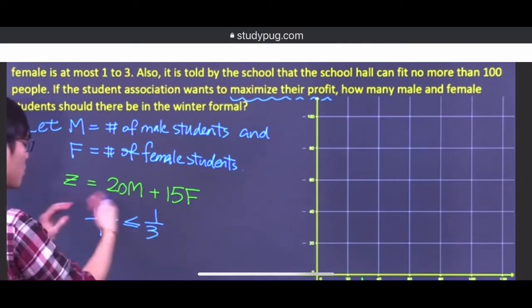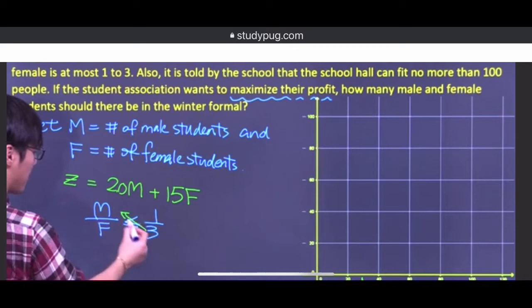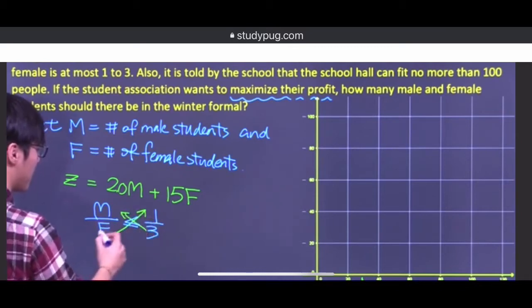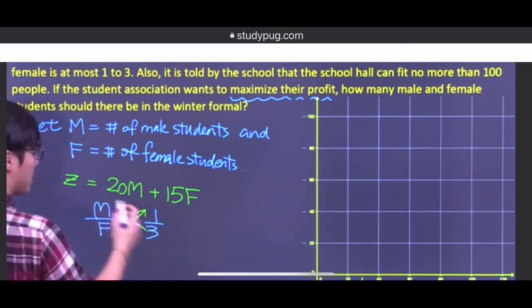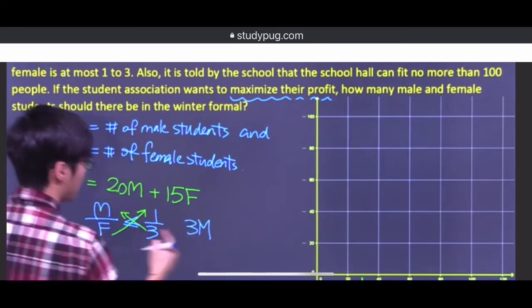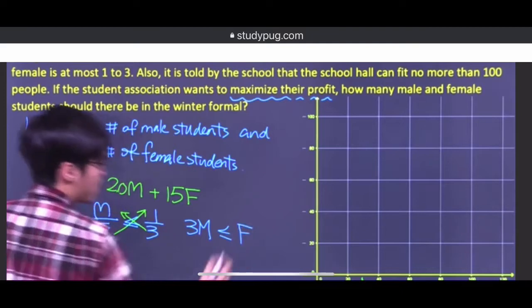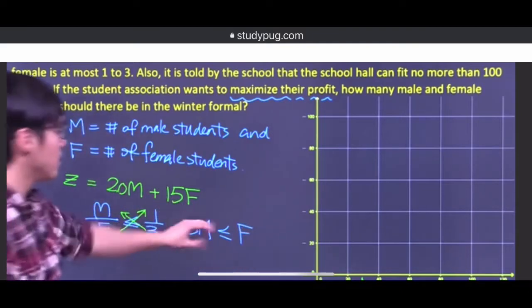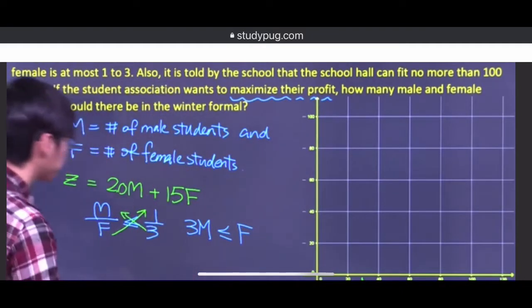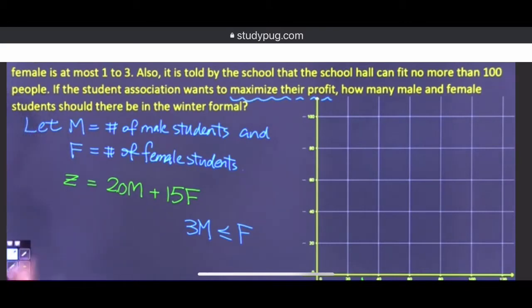However, we can make it look nicer by cross multiplying. So throw the 3 to the M and the F to the 1. So we have 3 times M, which is 3M, is less than or equal to F times 1, which is just F. So this is one of the constraints. Now, to save more space, let's write it on the side over here.